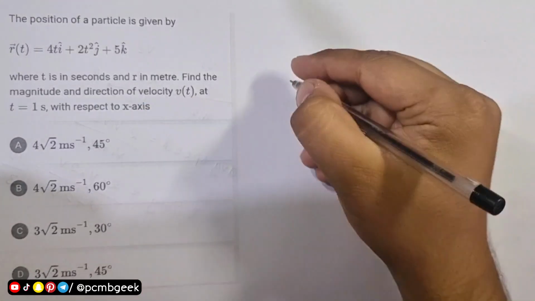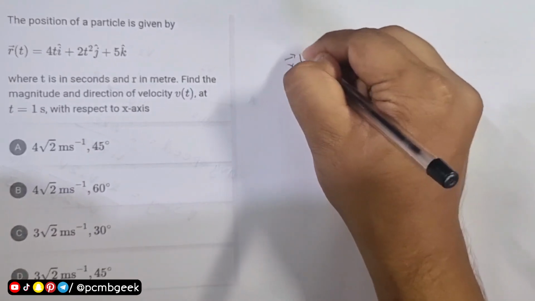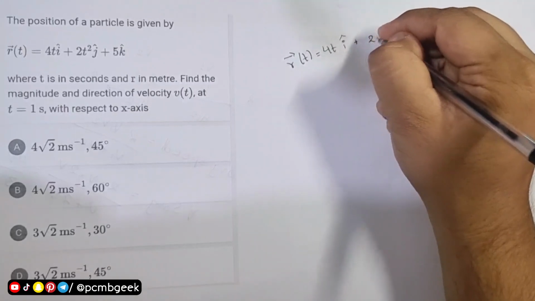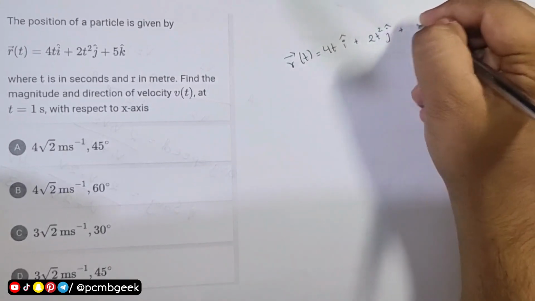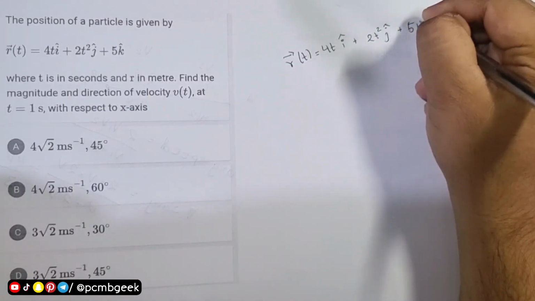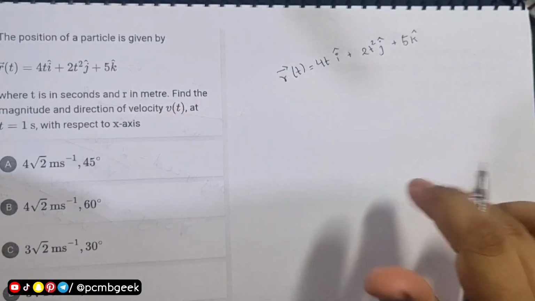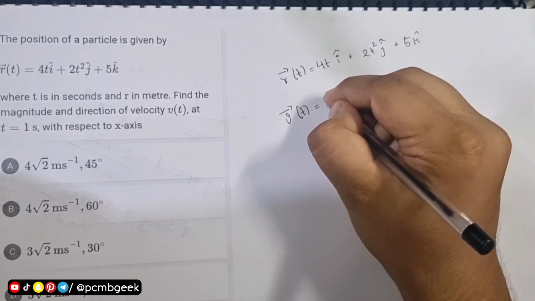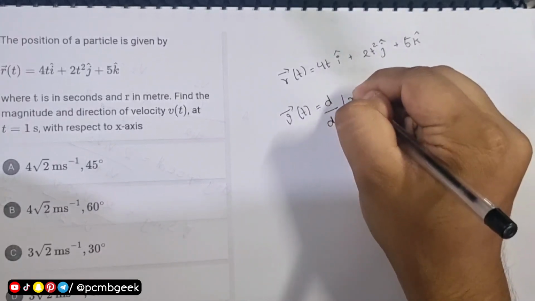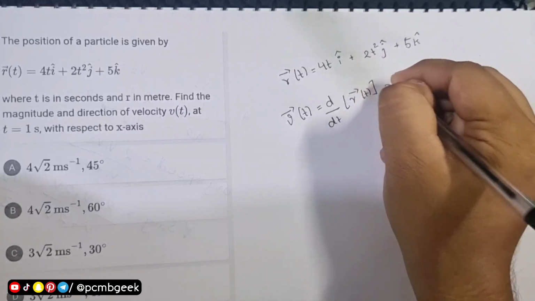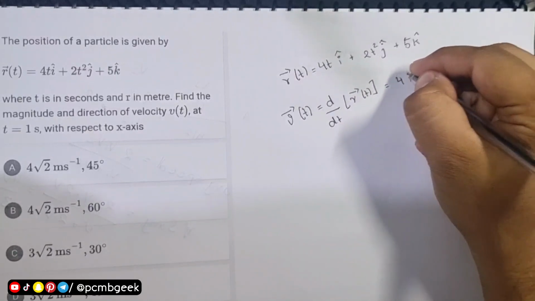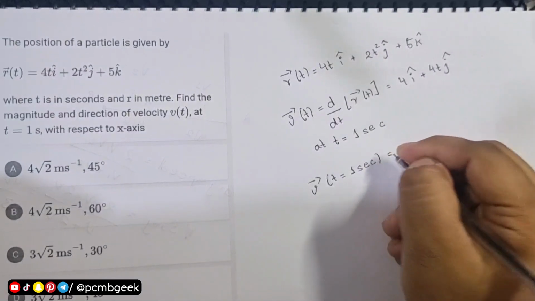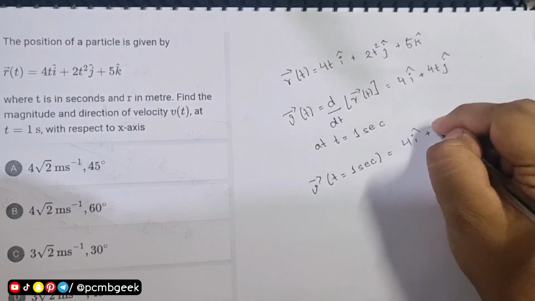The position of a particle is given as r vector as a function of time equals 4t i cap plus 2t square j cap plus 5k cap, sorry. Now the velocity is nothing but differentiation of r vector with respect to time. That is nothing but equals 4i cap plus 4t j cap, equals 4i cap plus 4j cap.